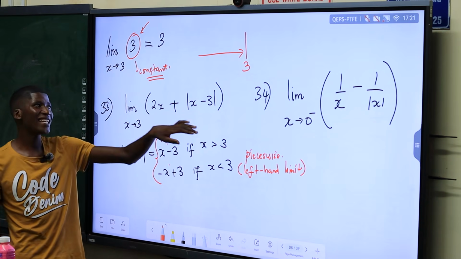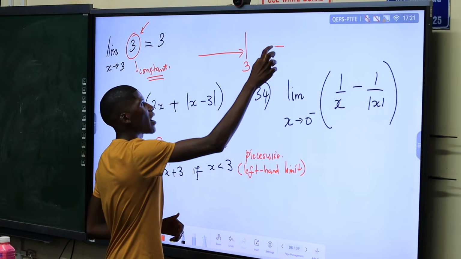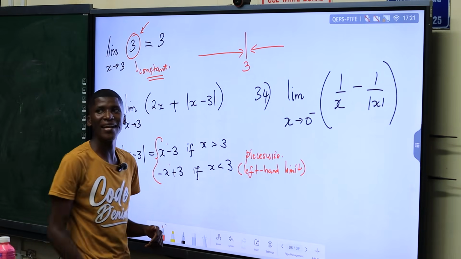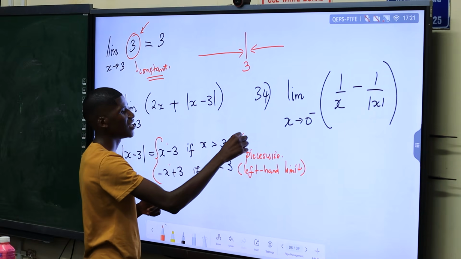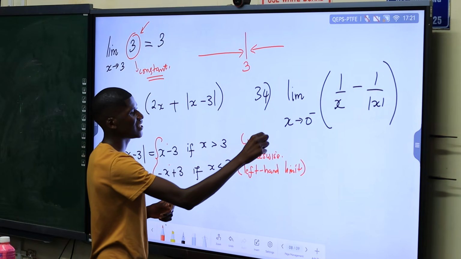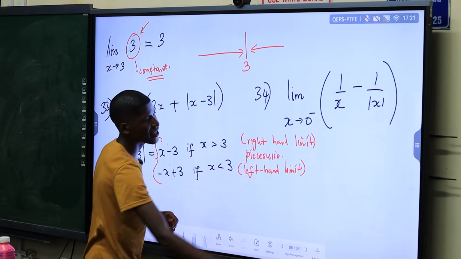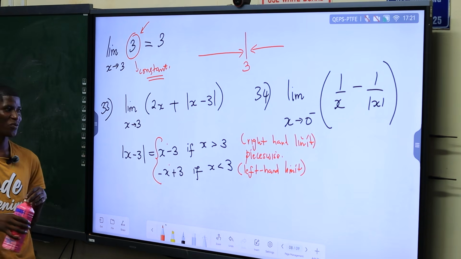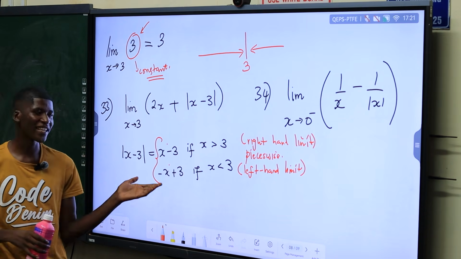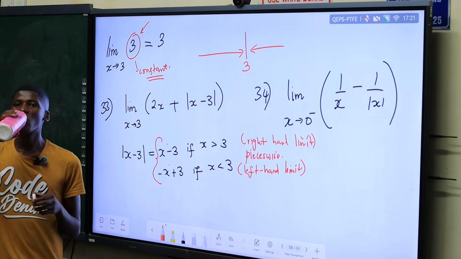If you want the right hand limit, you are approaching 3 from the right, from x values that are greater than 3. So you are going to use the first equation to find the right hand limit. And then you compare the two, which one is greater than which. That's all. This hint is more than enough.